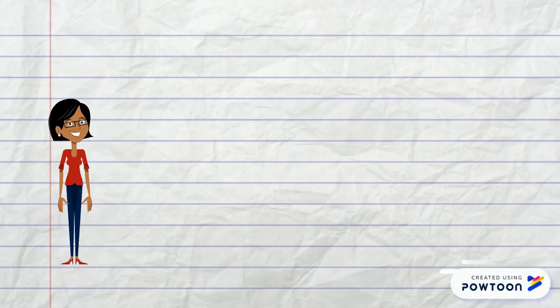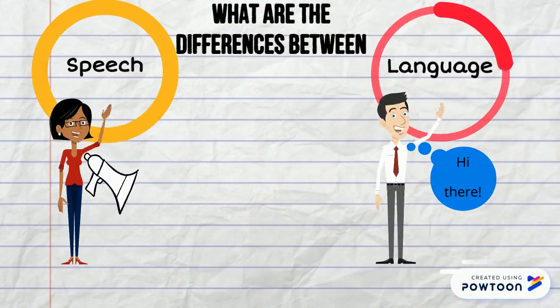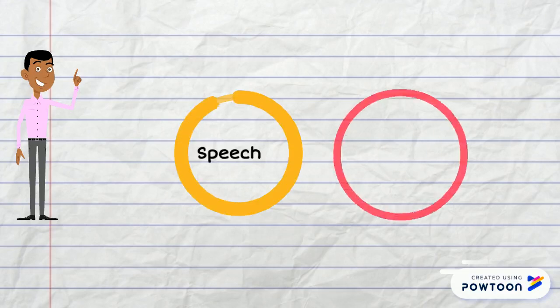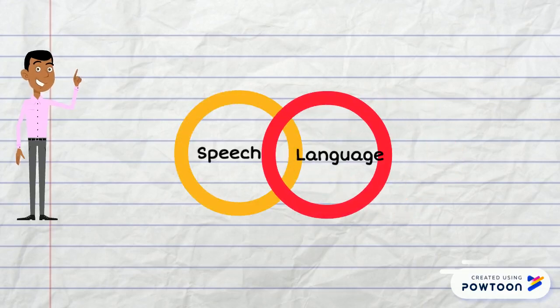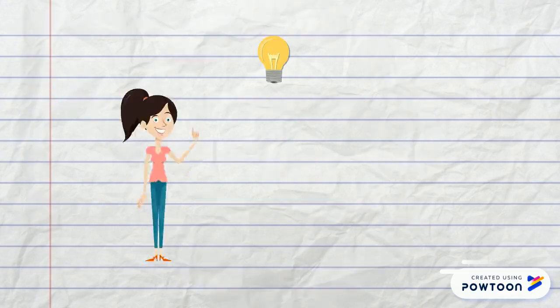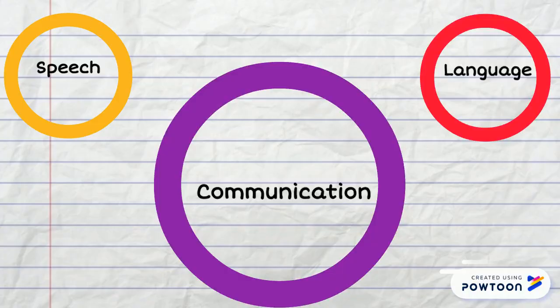Hi there. Today we are going to talk about the differences between speech, language and communication. You probably know that speech and language are very connected and overlap, and that together they are part of the larger process of communication. But did you know that you can have speech without language, that you can have language without speech, and that you can have communication without either?